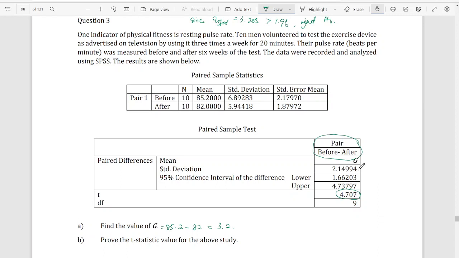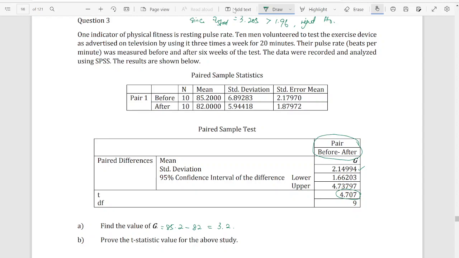Okay, this is the standard deviation. So we have to find its standard error. So don't confuse standard deviation with standard error, they are different things. Standard deviation is S, standard error is SE. Okay, so this one is the standard deviation.